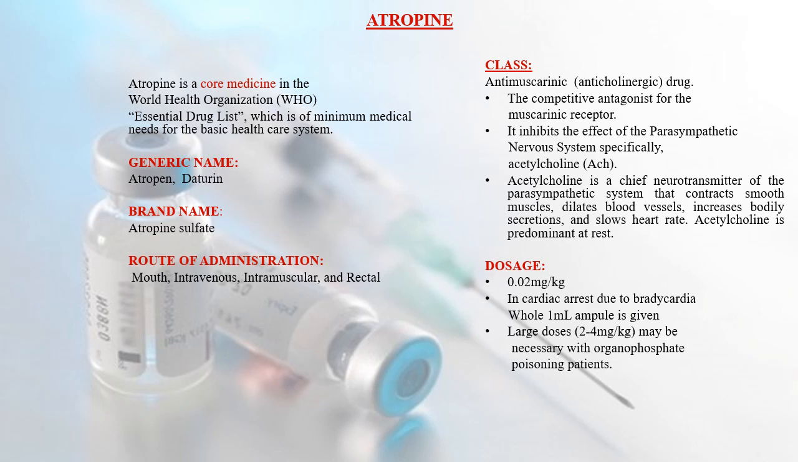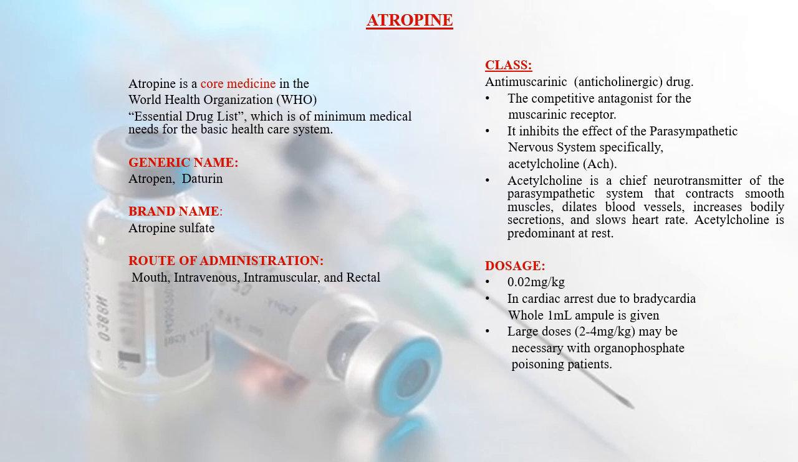So what atropine does when it is administered, it inhibits the effects of the parasympathetic nervous system and increases the heart rate, decreases the gastrointestinal and respiratory secretions, and also causes bronchodilation.